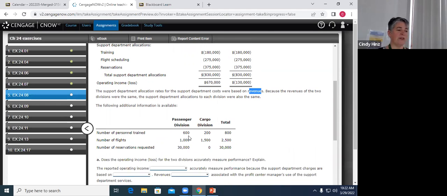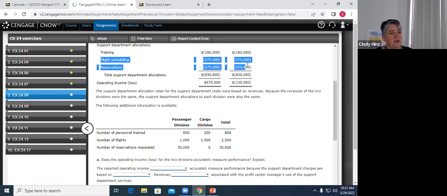The passenger division has 3 times as many people as the cargo division who are getting trained. So it makes sense that the passenger division should get more of the cost of training because they're training 3 times as many people. The cargo division actually had 50% more flights than the passenger division. So probably the flight scheduling should go more heavily to the cargo division because they had more flights.